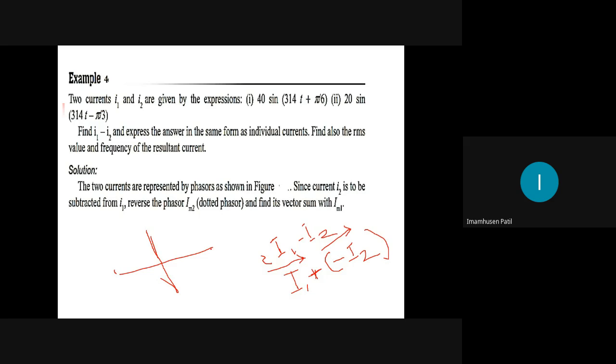Suppose this is the four quadrants: this is the x-axis, this is the y-axis, this is y dash, this is x dash. Now your vector I1 is here and I2 is here. I want minus I2. I have to cancel this vector and draw it in the opposite direction, a 180 degree phase shift. This becomes minus I2. Then you can add it with I1, in the similar way as in the previous problems.